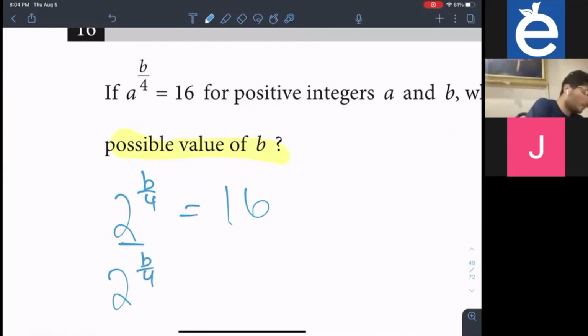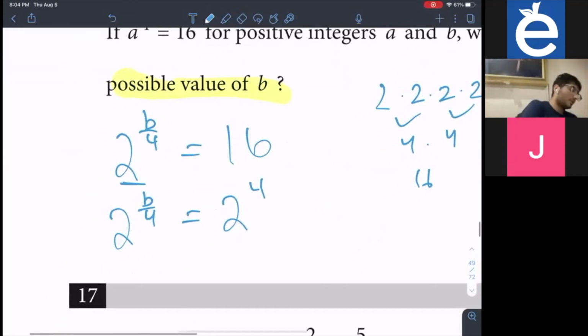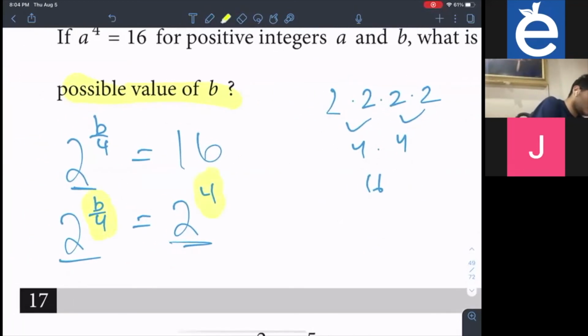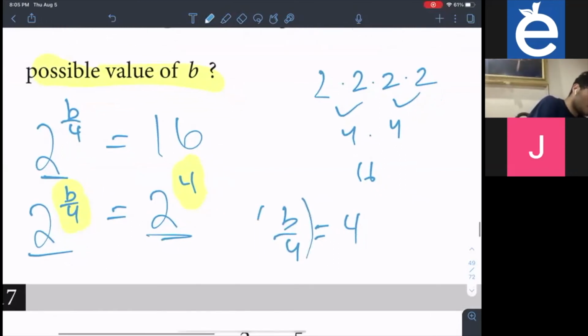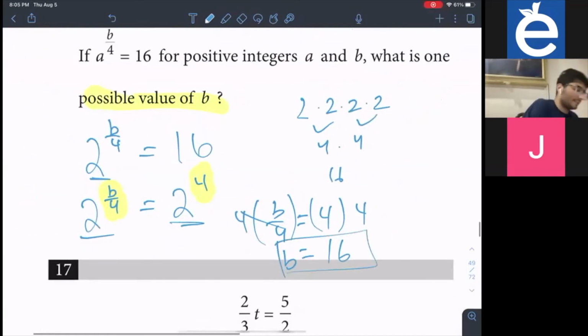2 raised to the b over 4 is equal to 2 raised to the 4th, because 2 times 2 times 2 times 2, 4 2s, you get 16. So we get 2 to the 4. Now, since the bases are the same, we can just compare these two parts. You get b over 4 is equal to 4. To solve for b, which is divided by 4, multiply by 4. So b is 16. So that is one possible value for b.